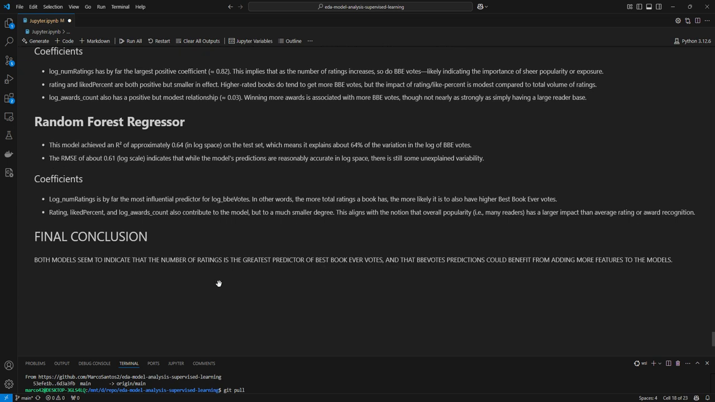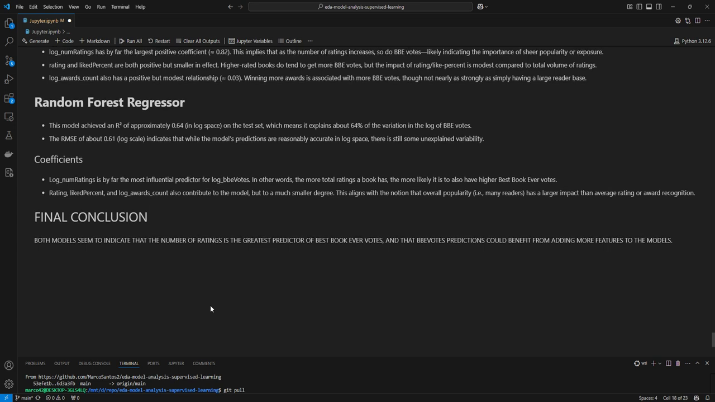So just as a final conclusion here, I'm running a little over the time that I had, but just so we can finish: both models seem to indicate that the number of ratings is the greatest predictor of best book ever votes, and that BBE votes predictions could benefit from adding more features to the models.